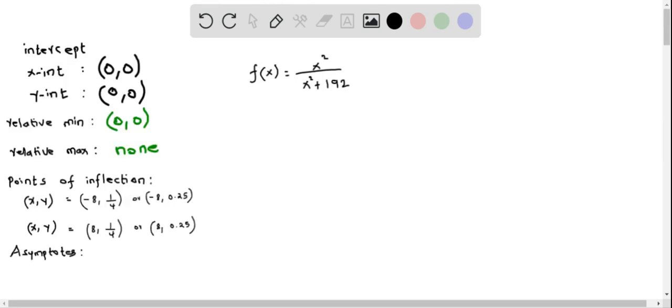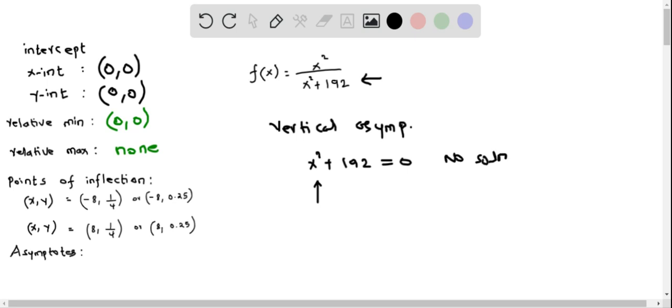We will now determine the asymptotes of the graph of f of x. So first we will determine if there are any vertical asymptotes. For this, we have to set the denominator equal to 0. So here we have the denominator x squared plus 192. If we set this equal to 0, this does not have a solution because x squared is always positive. A positive number plus a positive number will never become 0. So therefore no solution, and so it means no vertical asymptotes.